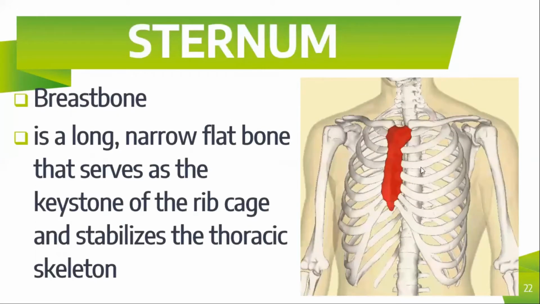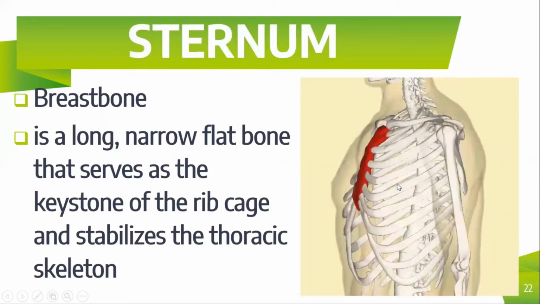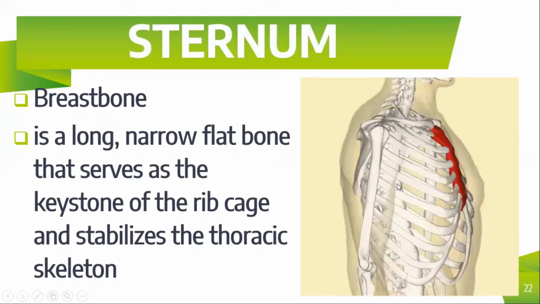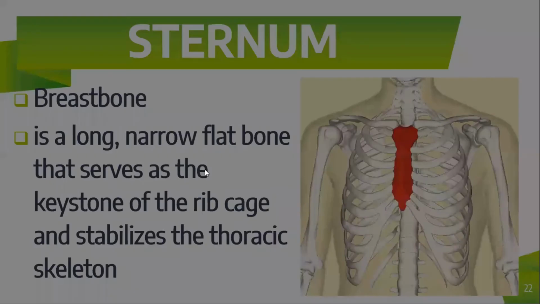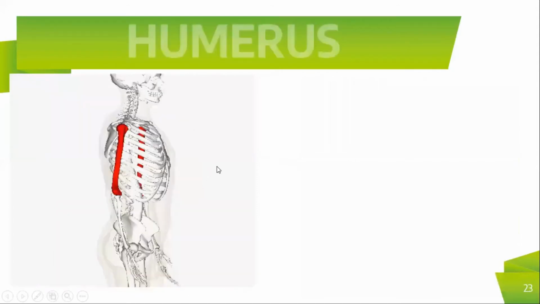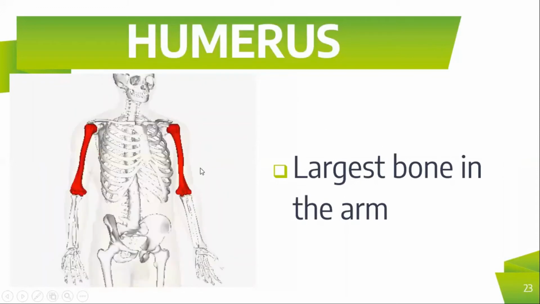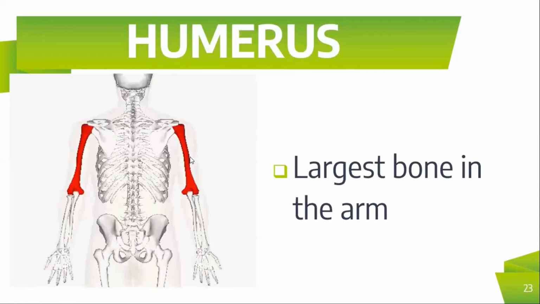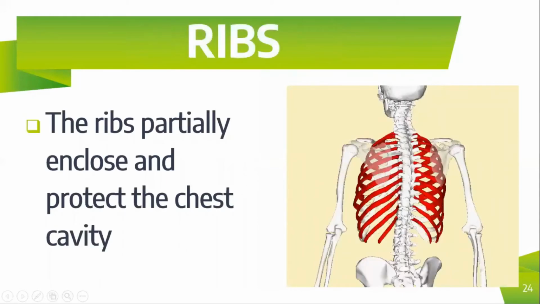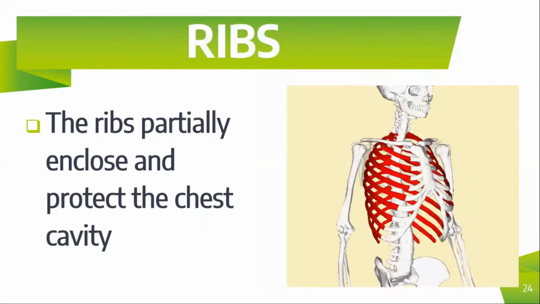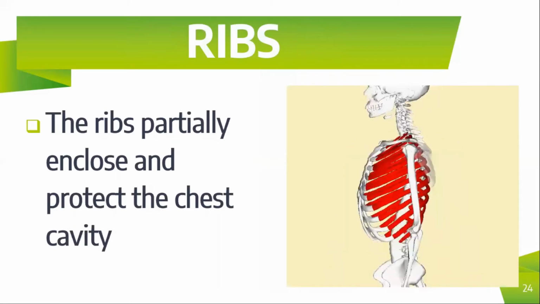Another, at the middle, is the sternum or the breastbone. It is a long, narrow, flat bone that serves as the keystone of the rib cage, and it stabilizes the thoracic skeleton, the upper portion of our skeleton. Next, the humerus, considered to be the largest bone in the arm. Look at the red colored ones. Those are the ribs. The ribs partially enclose and protect our chest cavity and some vital organs inside.